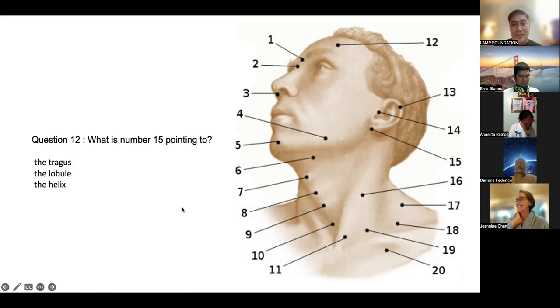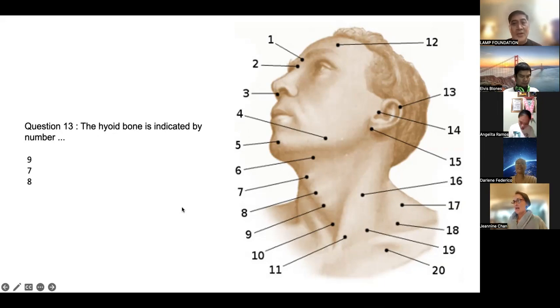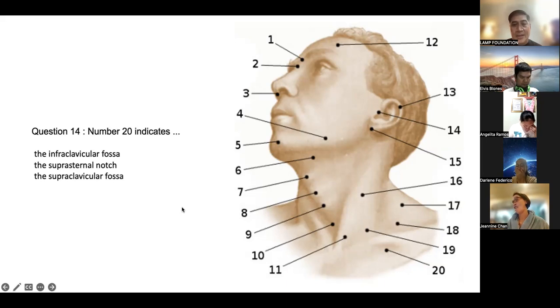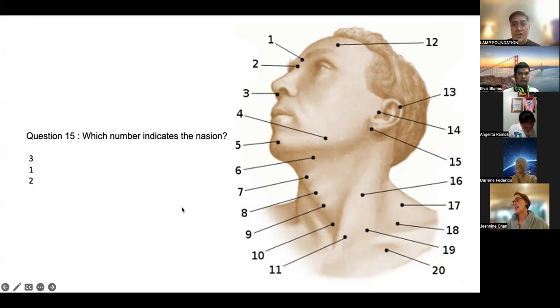What is number 15 pointing to? Lobule. Great. The hyoid bone is indicated by number 7. Okay. Number 20 indicates? Infraclavicular fossa. Great. Which number indicates the nation? Number 2.